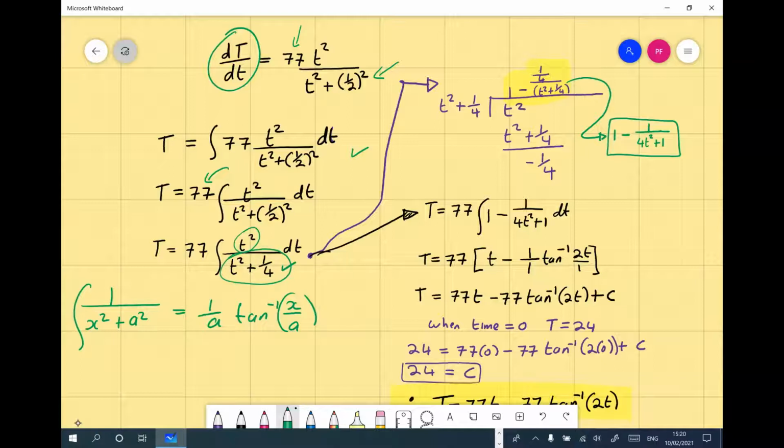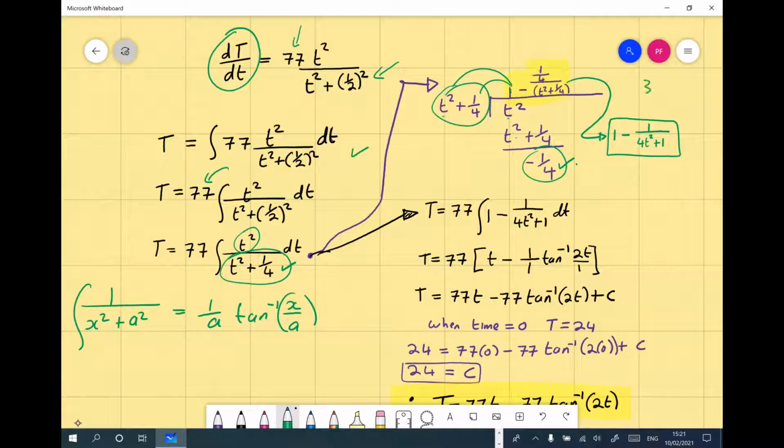So I set up my long division here. t squared into t squared goes once, and I multiply back down. 1 times t squared is t squared, and 1 times a quarter is a quarter. Now I want to divide in one more time, so I subtract my bottom line. t squared take t squared is gone, and I'm subtracting the bottom line, so 0 take a quarter is minus a quarter. So essentially what I want to do now is see how many times t squared plus a quarter goes into minus a quarter.